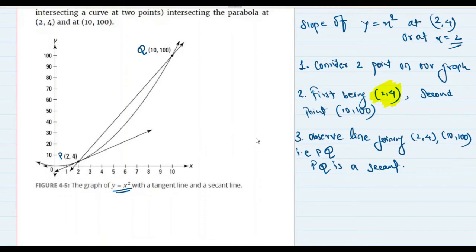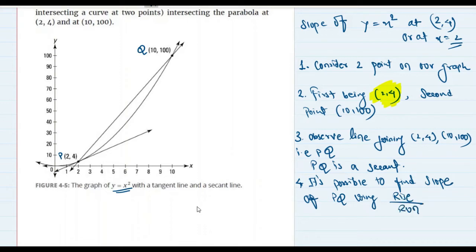Now we have two coordinates. If we consider PQ, we have two coordinates, that is x1 y1 2 4 and x2 y2 10 100. So we can find the slope of PQ using algebra, that is rise upon run. Of course you can find the slope of PQ using rise upon run, but is it necessary? Okay, so let's come to that.